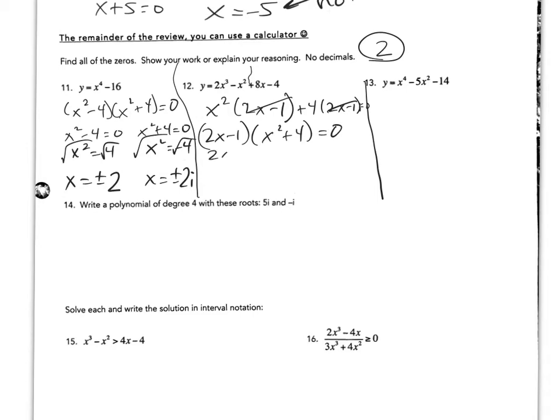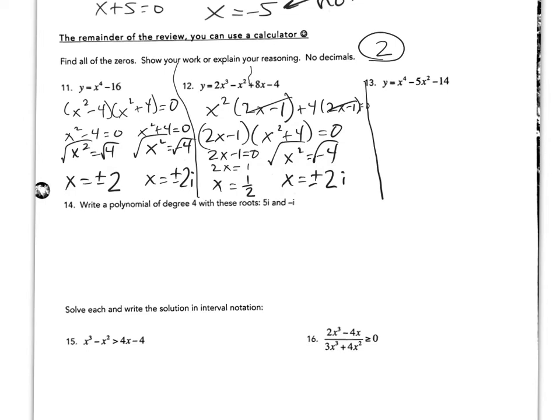Set each factor equal to 0. So we get 2x equals 1 and x equals 1/2. Over here we get x squared equals negative 4. Square root, always the plus or minus. We're taking the square root of something negative, so it's an i. The square root of 4, plus or minus 2i.